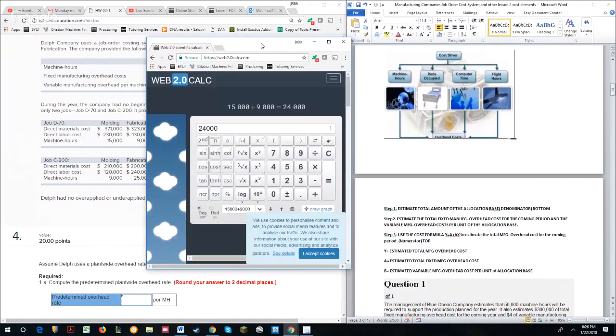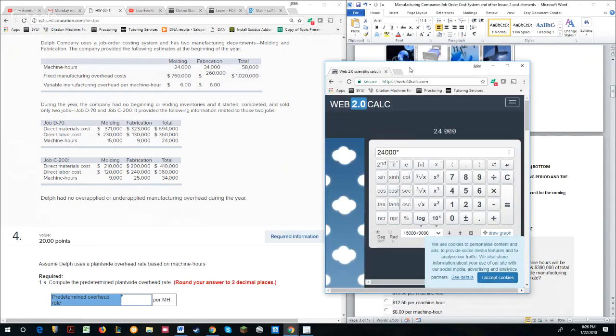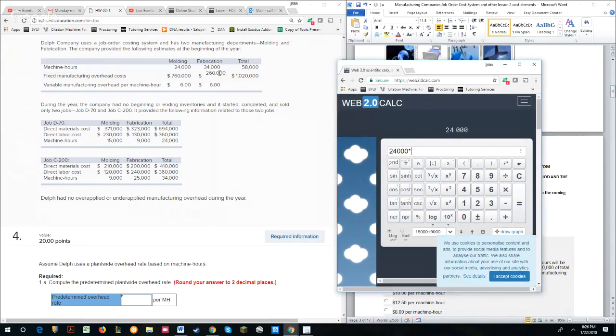And estimated, well, this is actual here, but estimated total manufacturing overhead cost. So that's our variable cost per unit times our machine hours. So that's $6. Oh, wait a minute. $12 because it's 6 for fabrication, 6 for molding. I think. Right. Yeah, I think that's right.